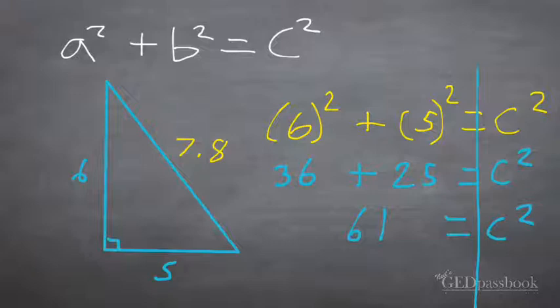So, your last step with the Pythagorean theorem is always to square root. Make sense? Pretty straightforward, right?